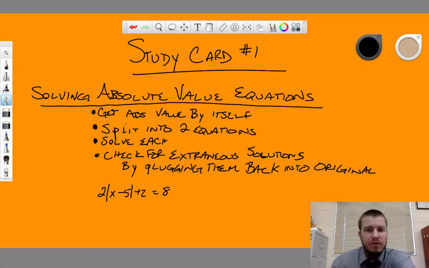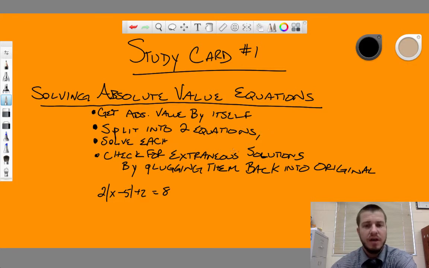So solving absolute value equations, get the absolute value by itself. You can go ahead and pause it and copy all this down and then listen to the explanation, or listen to the explanation as you're writing. If you don't understand one, stop it and finish writing or pay attention so that you have a better explanation. But basically you get the absolute value by itself first, split it into two equations, one positive, one negative, and then solve each of them.